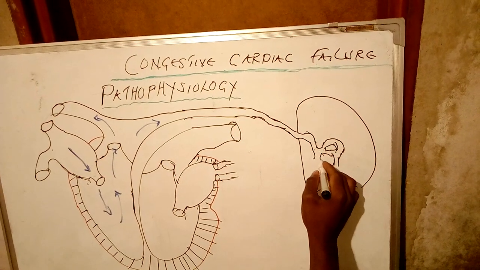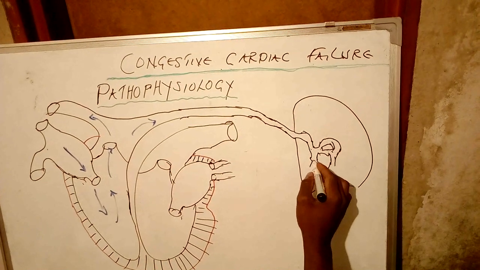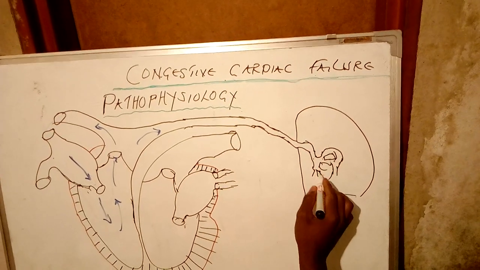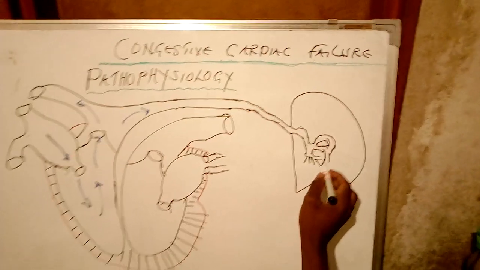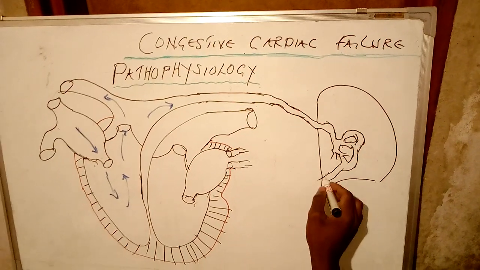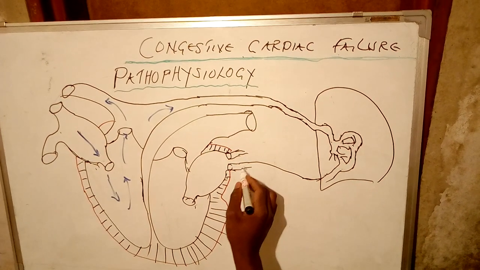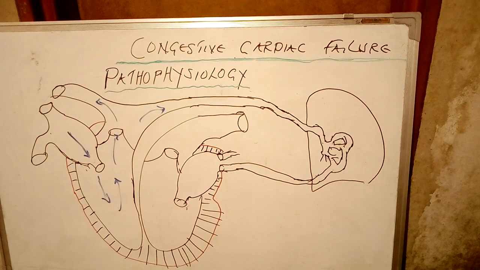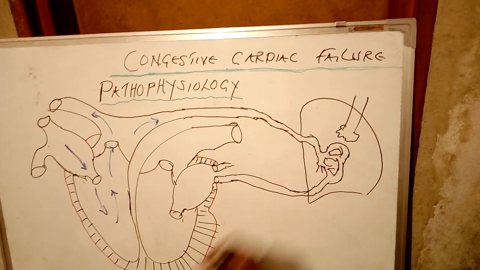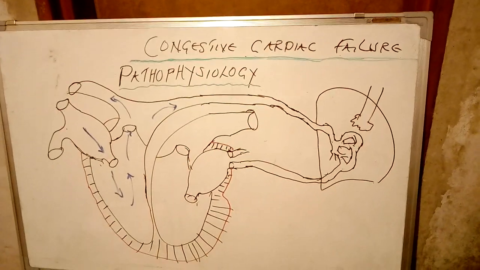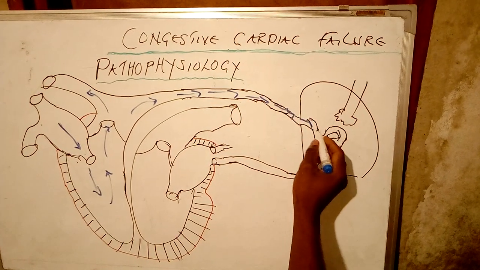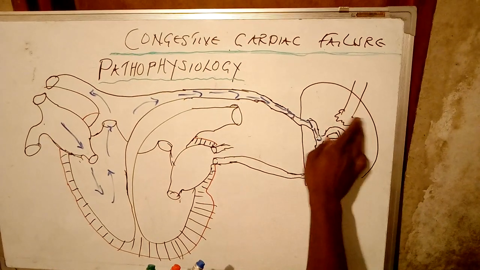These are capillaries that have been formed, and the capillary drains into the pulmonary vein, which carries the oxygenated blood from the lung. Of course, we have the alveoli, although it is not affected in congestive cardiac failure. So now, this is the deoxygenated blood going to the lungs for oxygenation, and this is the alveoli.